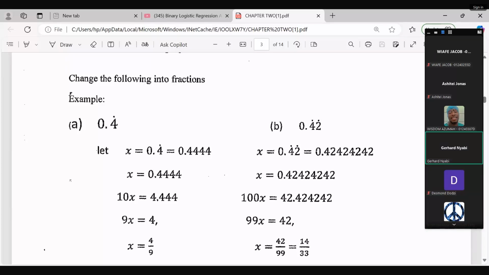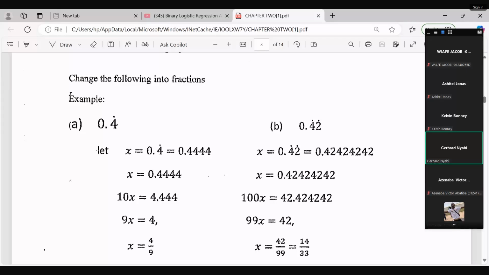All right, the dot at the top of it indicates that the 4 continues on and on. It repeats itself endlessly. Look at B. Can you see B? Yes, sir. You can see the dot on top of 4 and 2, right? It means that the 4 and 2 continue on and repeat themselves in that pair, in a pairwise manner. Is that okay? So what we'll do is to be able to convert this to a fraction.